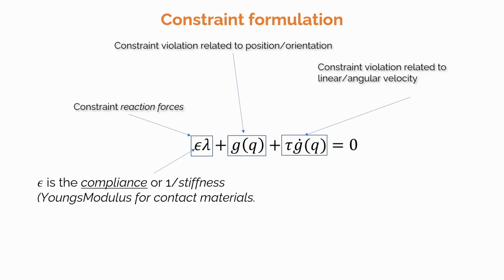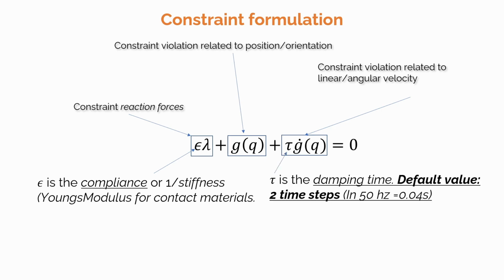But what's important here is that we have an epsilon here, and that is the compliance. It is defining the stiffness of the constraint. So we can have a really, really stiff constraint. Remember that for steel, we have a Young's modulus of 200 gigapascal. So it's very much related to the Young's modulus for contact materials, which we talked about previously. We also have something called damping, a damping time, which operates on the velocity. And this compliance and damping are very important parts of a constraint that we'll have a look at later. Now, just to be clear, the default value for this damping time should be 2 time steps. So in 50 Hertz, it should be 0.04 seconds.